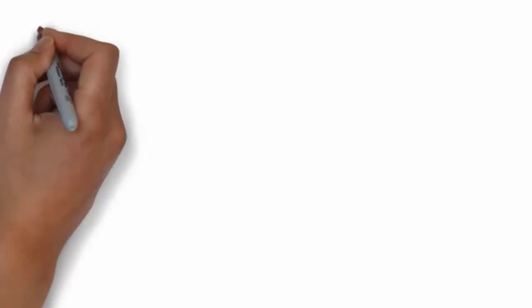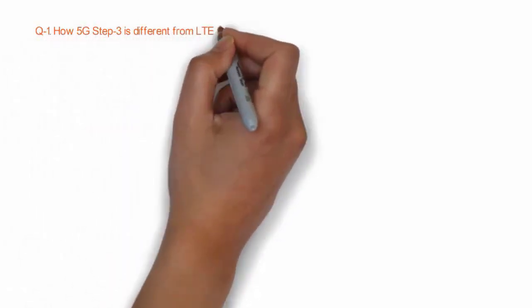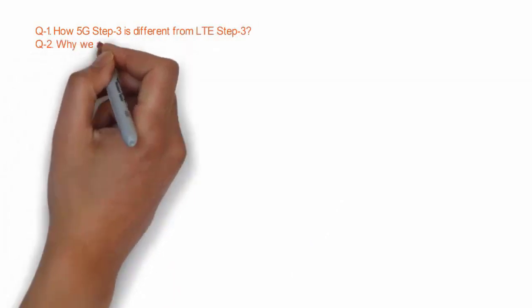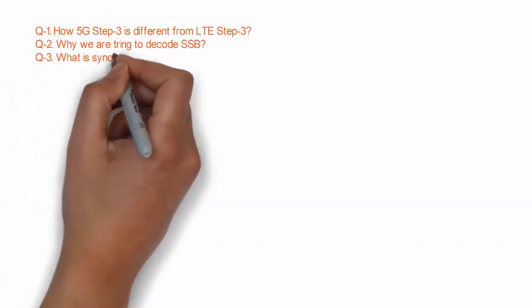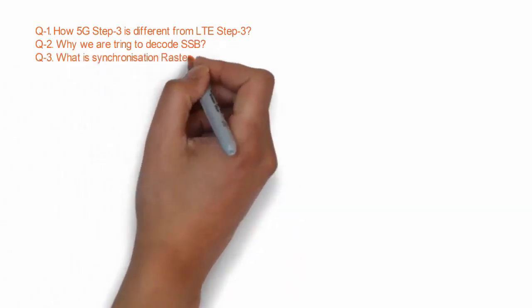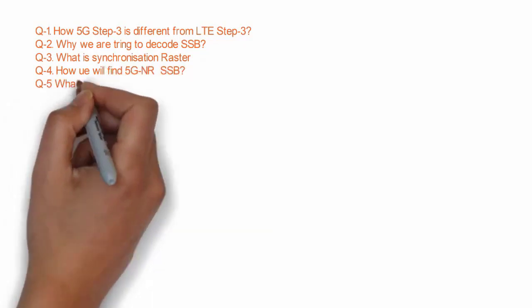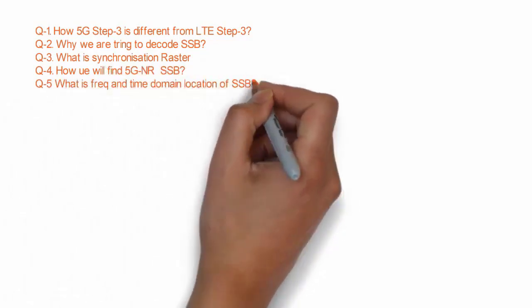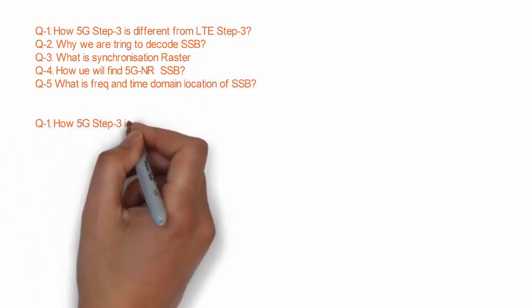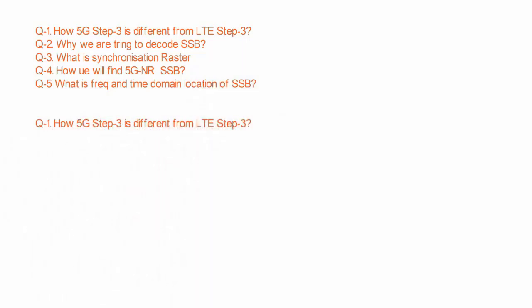So the first question is how 5G step 3 is different from LTE step 3. The second question is why we are trying to decode SSB. What is the synchronization raster? How will the UE find the 5G NR SSB? The fifth question is what is the frequency and time domain location of SSB.